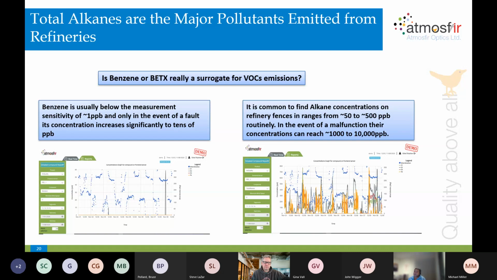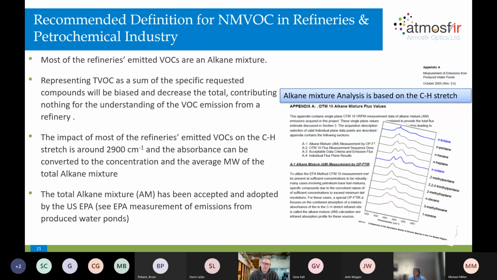In other words, in some countries, people think that benzene is a good surrogate for VOC emission. So the last two slides maybe prove that it's not. So if I succeed in convincing you that total alkane is the main emission going out of refinery, how do we measure that? And again, we don't need to invent the wheel.